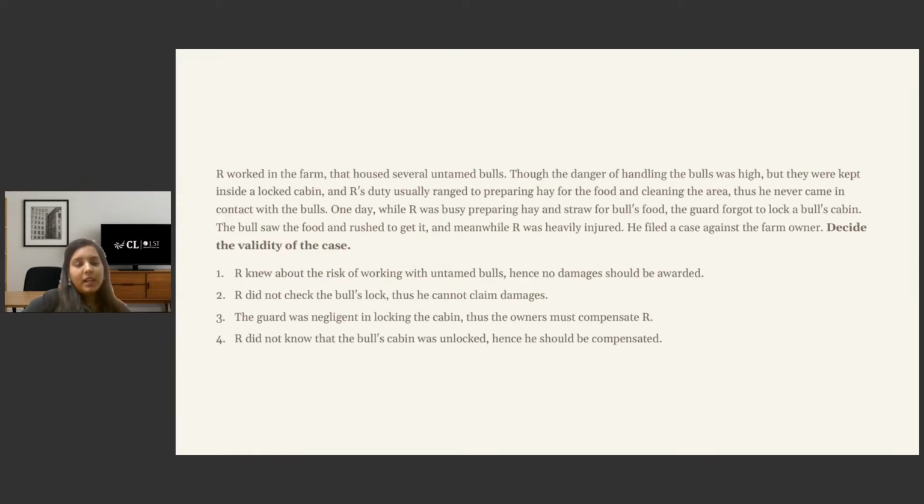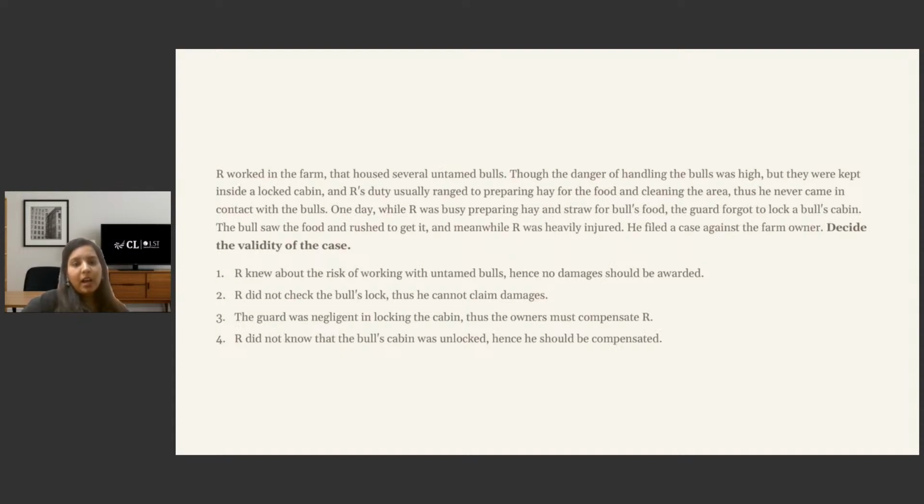Right? Last question of the day. R worked in a farm that housed several untamed bulls. Though the danger of handling the bulls was high, they were kept inside a locked cabin, and R's duty usually ranged from preparing hay for the food and cleaning the area. Thus, he never came in contact with the bulls.